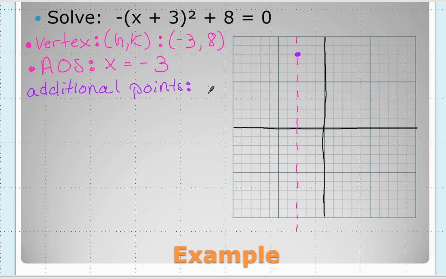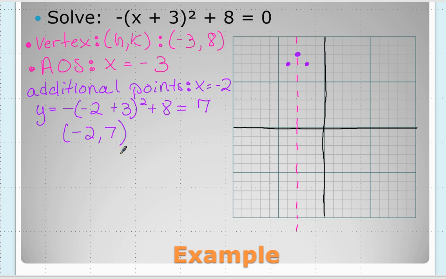I'm going to choose x equals -2. So y equals -2 plus 3 squared plus 8, and that's going to equal 7. So that additional point is -2, 7. So that's here. I can mirror this point across. Not quite there yet, so let's find another additional point.